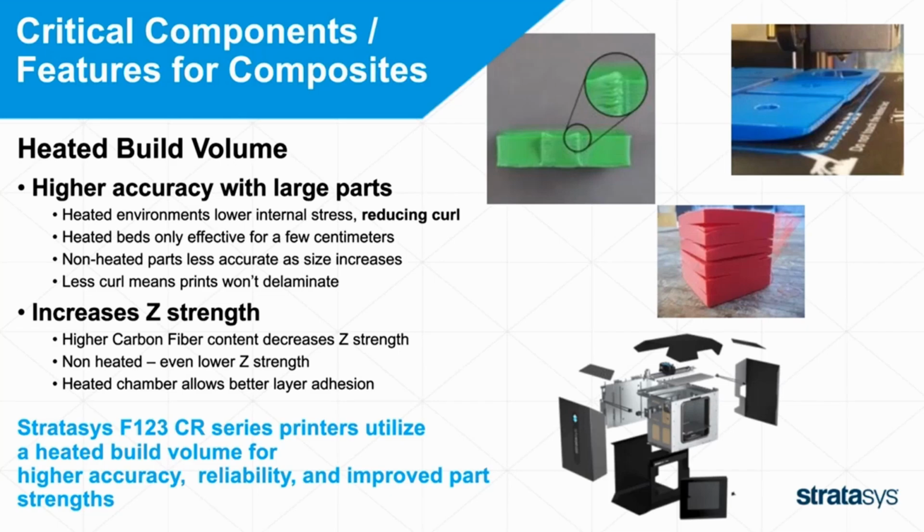And so the Stratasys F123 series utilizes that heated build volume for higher accuracy, higher reliability, and improved part strengths. I'll just point you to the graphic on the right of the exploded printer. You can see that there's a build chamber in the center, and that build chamber has insulation around it. It was specifically designed to allow uniform temperatures across the part, across the print plane. That really results in a superior part due to accuracy, reliability, and part strength.